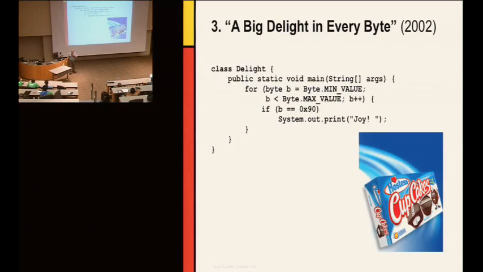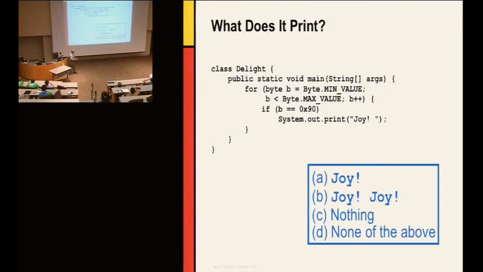Yell it out. Infinite loop. Yes, indeed. Every byte value is less than or equal to Byte.MAX_VALUE, so you wrap around and it would just keep going forever. So we cover every byte value except that one. And when b is equal to 0x90, which isn't Byte.MAX_VALUE, we print joy. So my question to you is, what does this program print? Does it print joy once when it hits this value? Does it somehow print it twice? Does it print joy, joy? Does it print nothing at all? Or does it do something else?